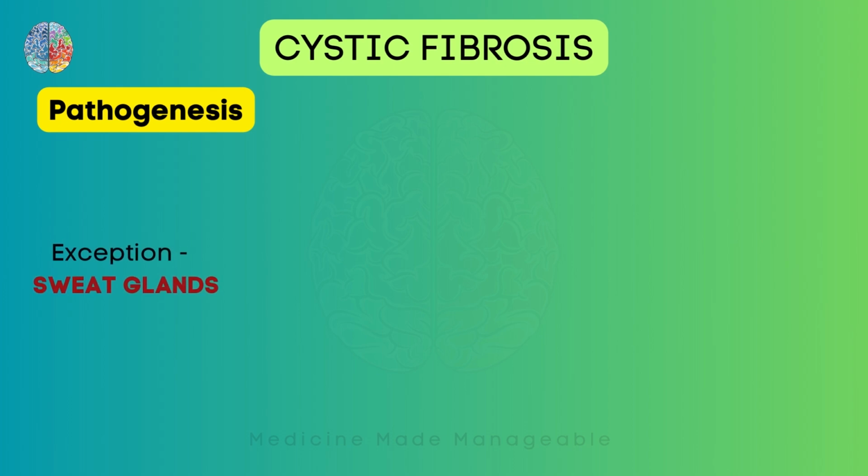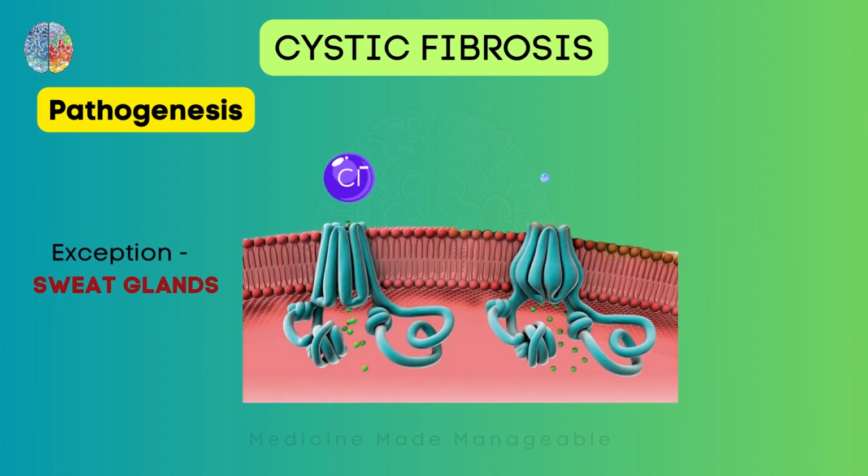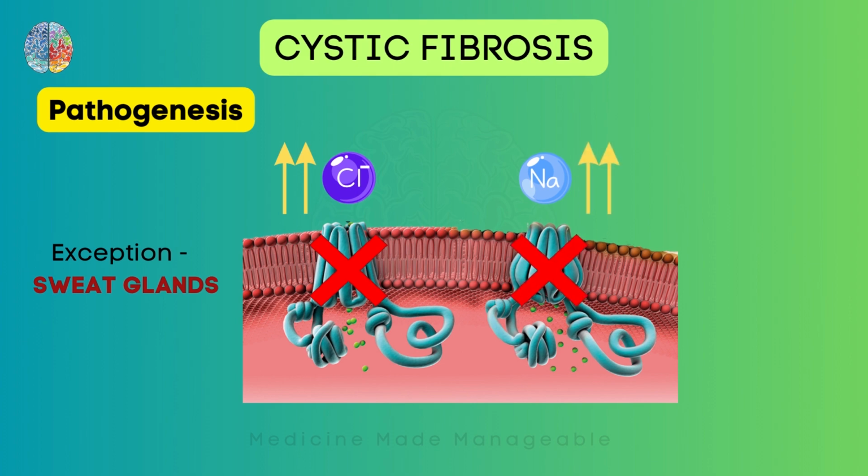But there is an exception that you have to remember, which is seen in sweat glands. What happens here? So again we have the chloride and the sodium. Here the CFTR is responsible for absorbing the chloride. So if CFTR is not working, the chloride is not going to be absorbed and is going to increase. Here the ENaC will also not work and the sodium levels are going to increase.